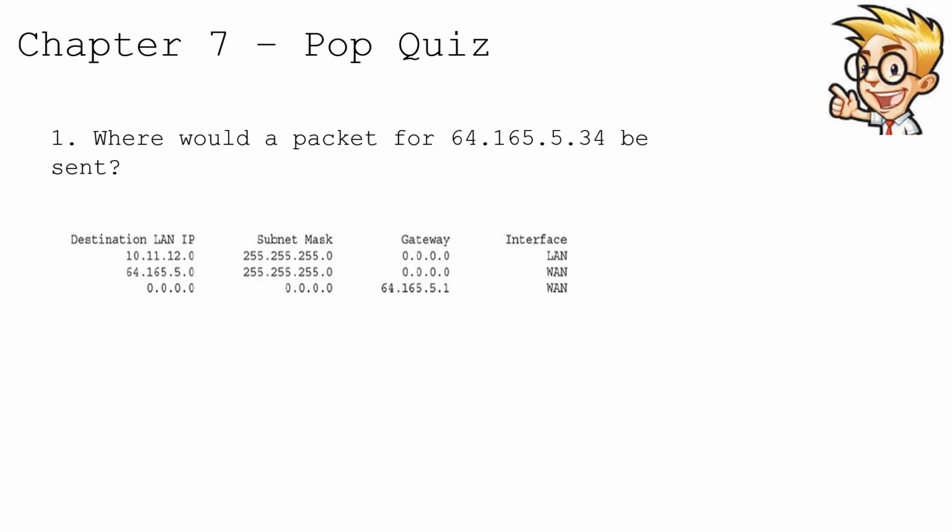It's the pop quiz. Okay, where would a packet for 64.165.5.34 be sent? Do we have a default route? Yes, we do. So that's 0.0.0.0. So this is our gateway. We know that's our gateway. Okay, so is that local? Is that local? Yeah, that's on our network, right? Okay, so here, 34, is that inside this subnet mask? 34, yes it is, and that's going out the WAN, so that would go out to the internet. So that also means that your private network or local area network is like some sort of 10 dot address. Cool.